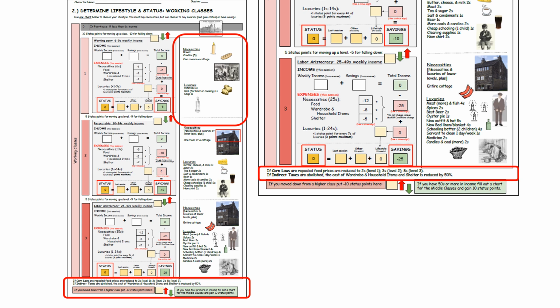because of the taxes. So it says at the bottom, if Corn Laws are repealed, food prices are reduced for the various levels. If indirect taxes are abolished, the cost of wardrobe and household items and of shelter is reduced 50%. Indirect taxes were often on things like bricks, clothing, candles. These are things that made wardrobe, household items, and shelter more expensive. The Corn Laws made bread more expensive, and bread, as you could see in the pictures on the right column, was one of the largest parts of the food source of the working classes. So if these taxes are repealed, the necessities of the working classes go down.